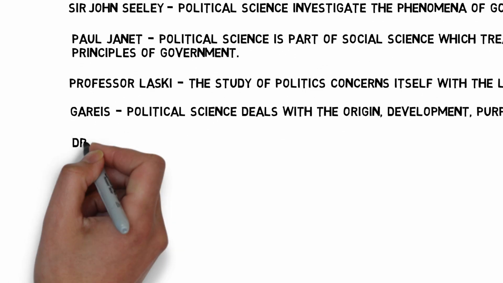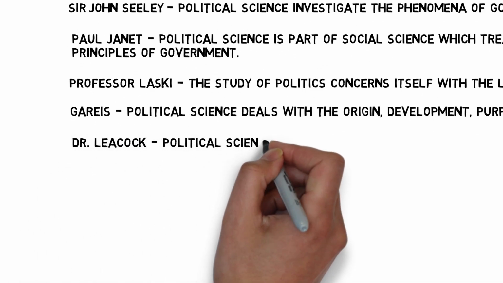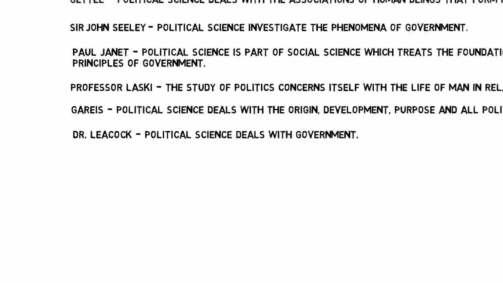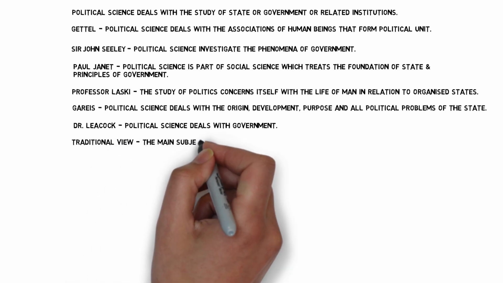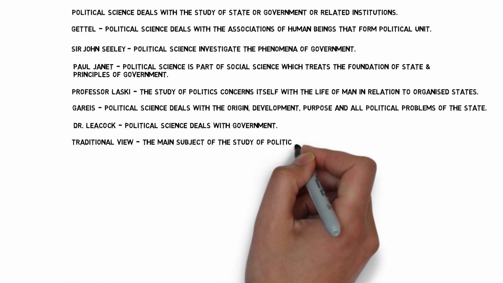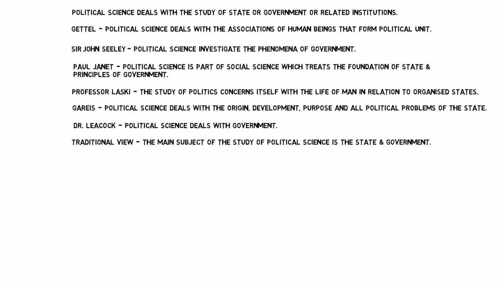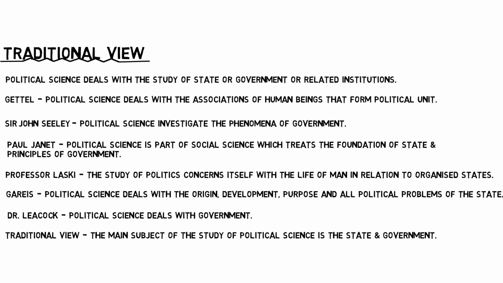And last, according to Dr. Leacock, political science deals with nothing but government by and large. So it is evident from these above definitions that according to the traditional view, the main subject of the study of political science is the state and government. Now let us understand the modern view perspective and the meaning of political science from the modern view.